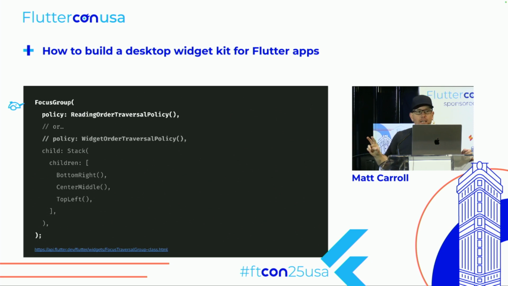The second option is a widget order, and this one has nothing to do with the actual content as it appears. It literally traverses down your widget tree. And whatever order it hits the focus nodes going down your tree, that's the order moving forward. And then that reverse order is how you move back. And that, again, depends entirely on how you choose to structure your widget tree.